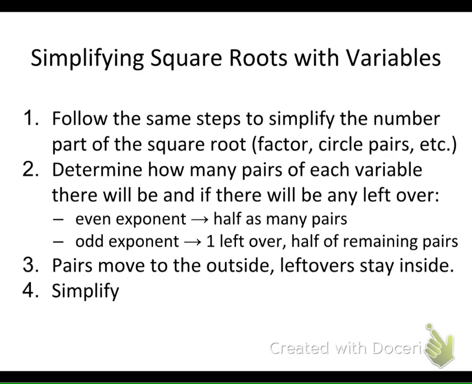Step 2, determine how many pairs of each variable there will be and if there will be any left over. For example, an even exponent will completely cancel with that square root, and you'll have half that amount. And I'll show you what I mean by that in just a second. An odd exponent, you'll have one variable stuck in the radicand, and then the rest of the variable pairs will go to the coefficient.